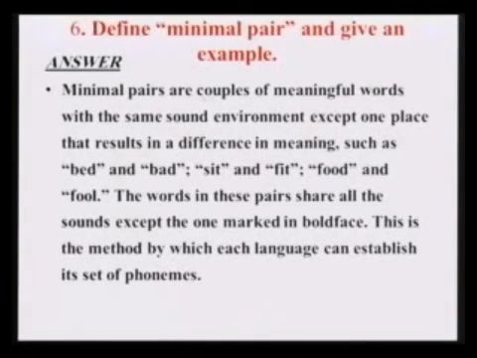So minimal pairs are couples of meaningful words, food, fool, with the same sound environment, foo, except one place, the d and the l, which results in the difference in meaning. The words in these pairs share all the sounds except the one marked in boldface, which is, sorry, there's no boldface. This is the method by which each language can establish its set of phonemes.